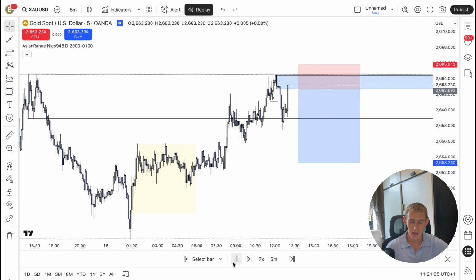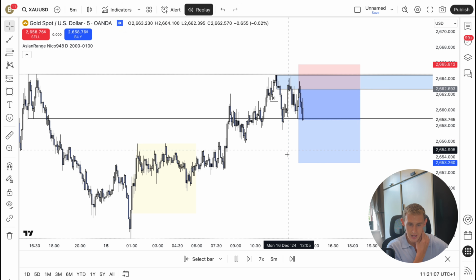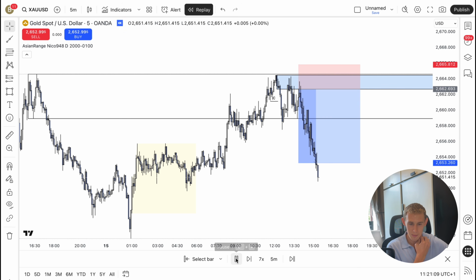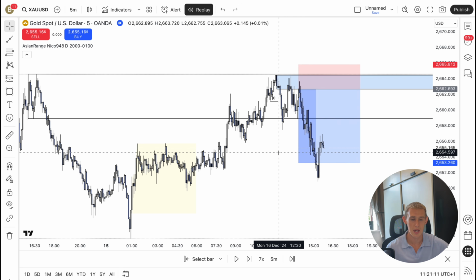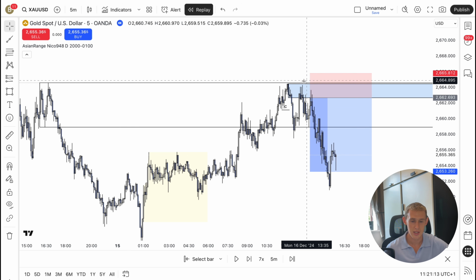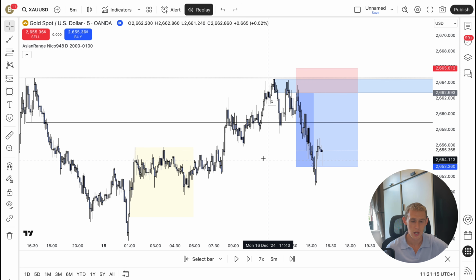So in this case, this is a trade I actually did take back in December, so obviously I know how it plays out. But yeah, there we go. TP hit on that one. Very nice. Price comes up, taps the supply, and then moves over to the downside.